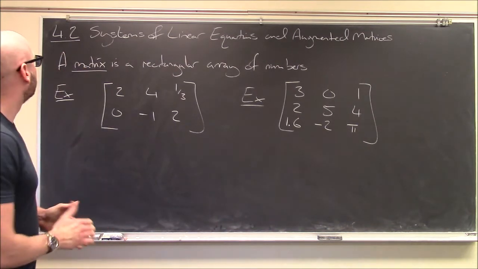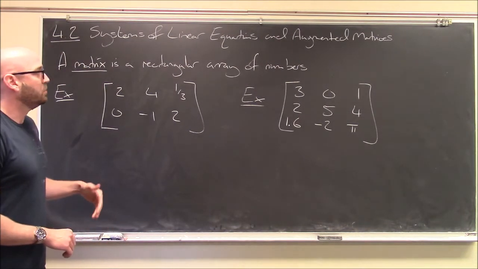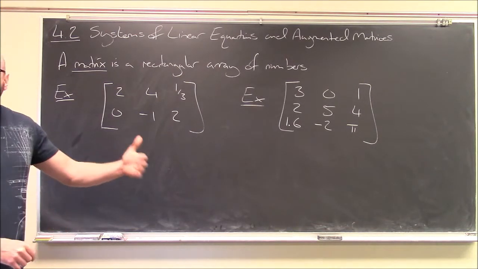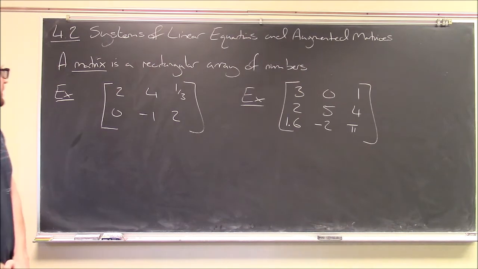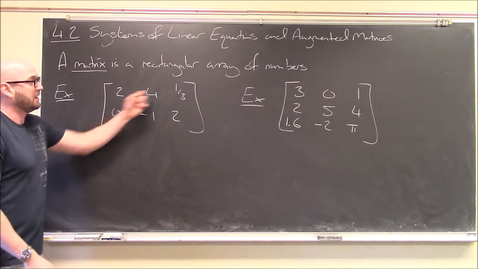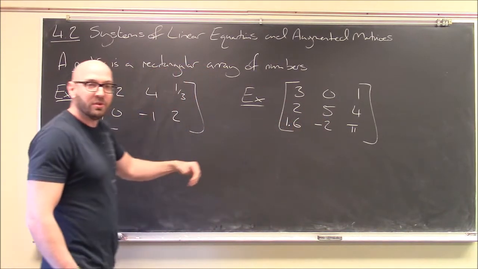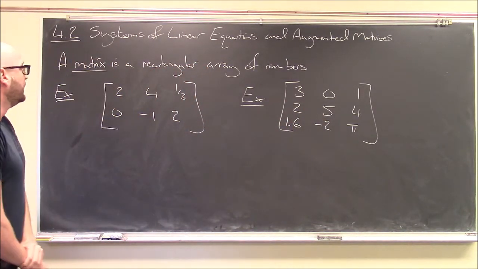So before we get into that, let's just take a slight detour into what a matrix is. A matrix is really nothing other than a rectangular array of numbers. Behind me I have two examples of matrices, a rectangular array of numbers, and another rectangular array of numbers. So this is all that a matrix is.